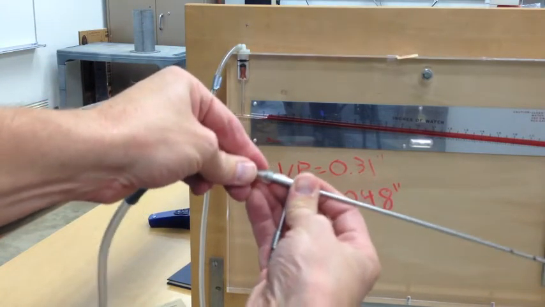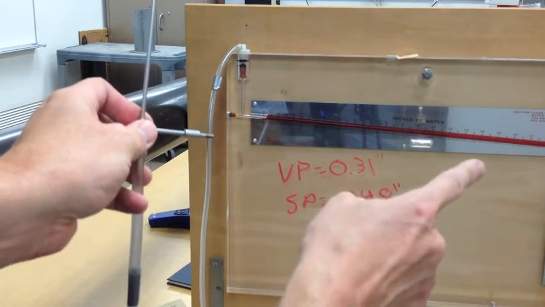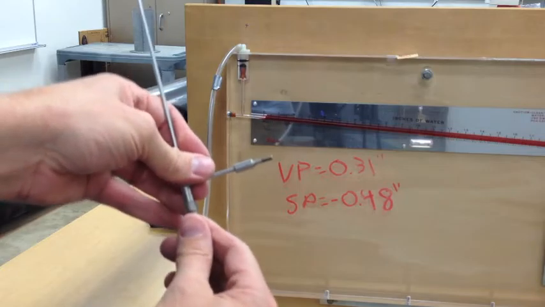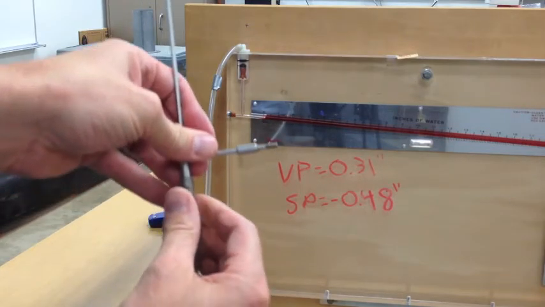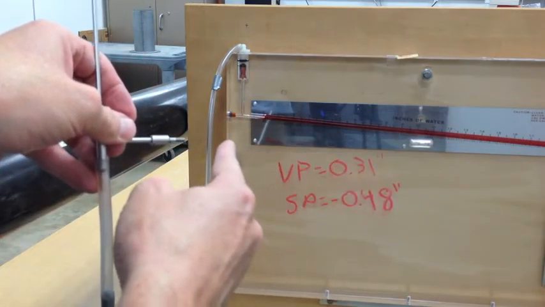So I'm going to be using just this one. The other side over there will just be open to ambient. So this should give me the total pressure. And it should be suction, which means that I don't want it on this side, I want it on that other side.